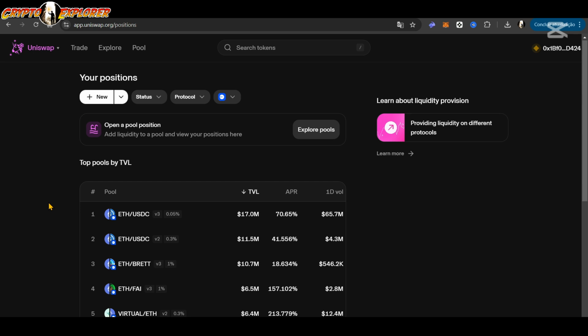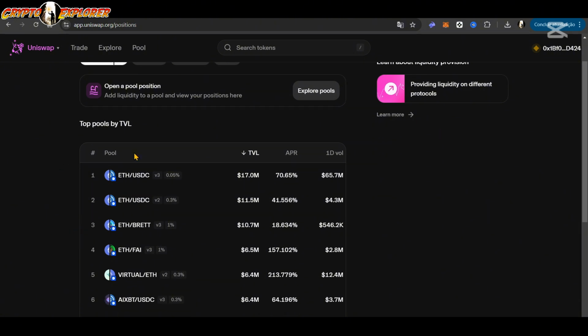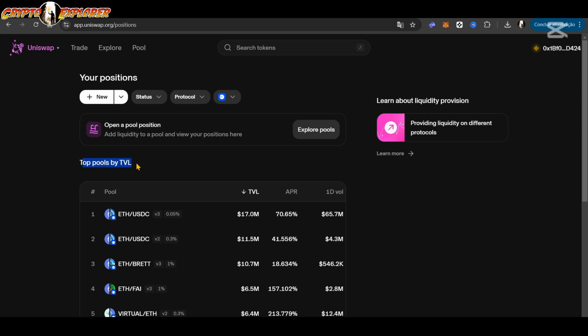Likely you'll make some mistakes, and those mistakes will not be costly here on low-cost gas fee blockchains, such is the case as Base is. So right now we're here on pools, right? We're looking at the top pools by TVL.